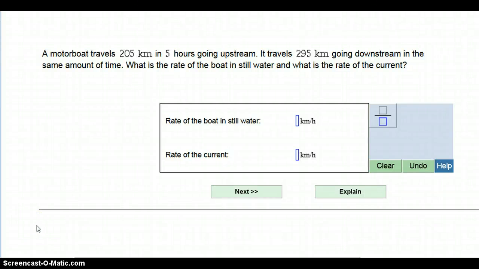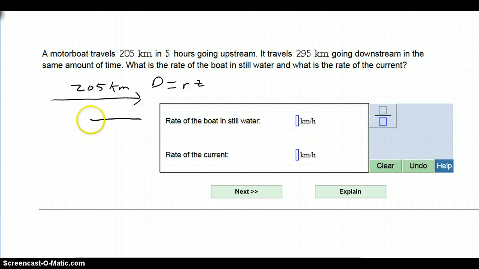On these distance, rate, time problems, sometimes drawing a picture helps. So it shows that going upstream, 205 kilometers, takes 5 hours. So you can say distance equals rate times time. It's kind of the formula we're using.